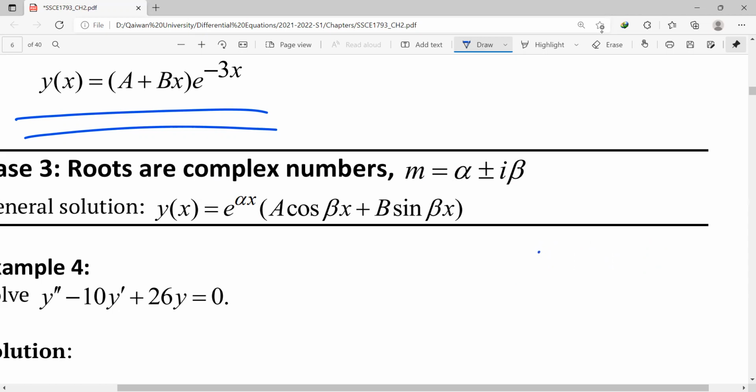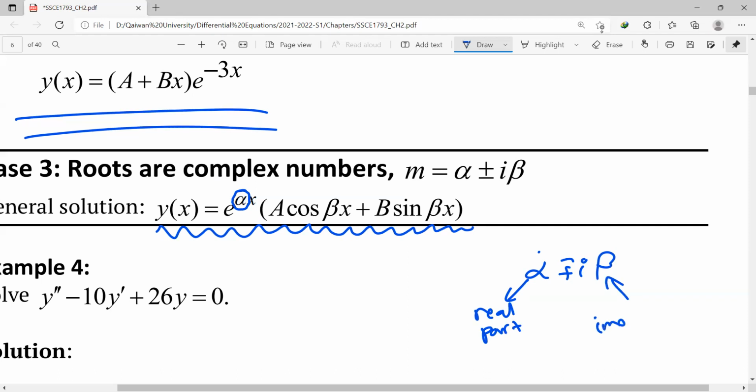In this case, if the terms inside the square root are negative, we use this formula to write down the solution. We say y of x equals e to the power alpha x. Here, this is alpha, which is the real part. In any complex number, we have a real part and an imaginary part: alpha plus or minus i beta. This is the real part, and this is the imaginary part.